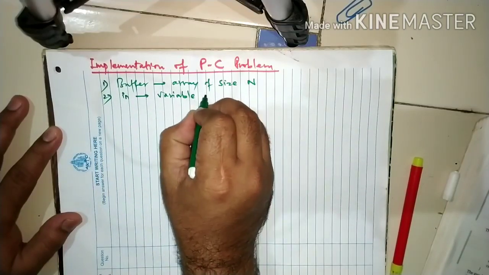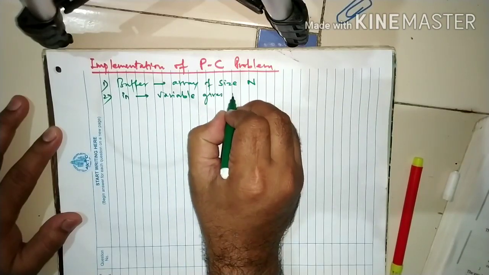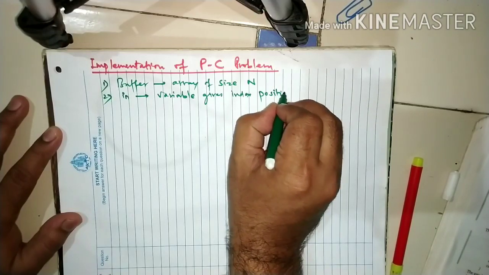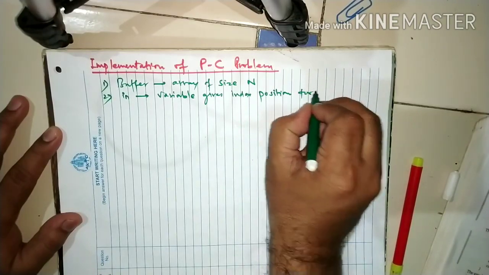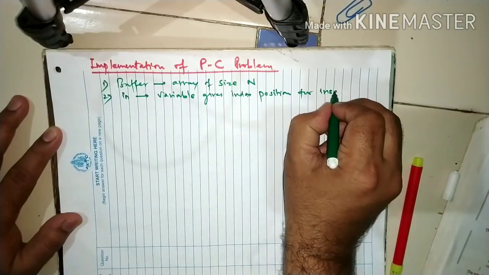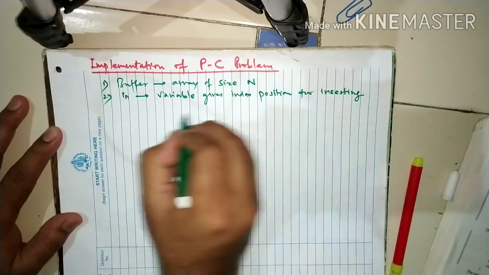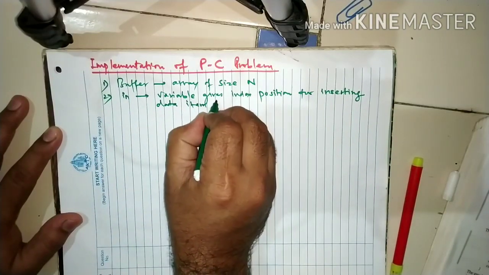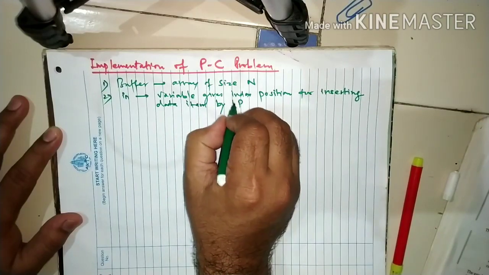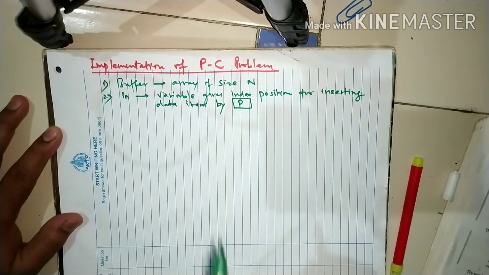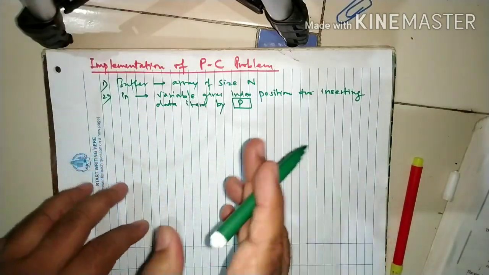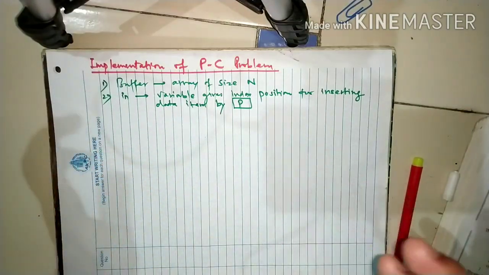in is the variable which gives the index position for inserting the data item by the producer.